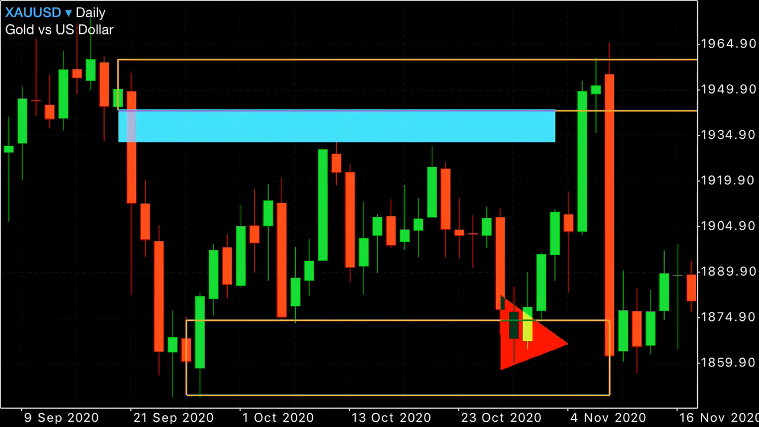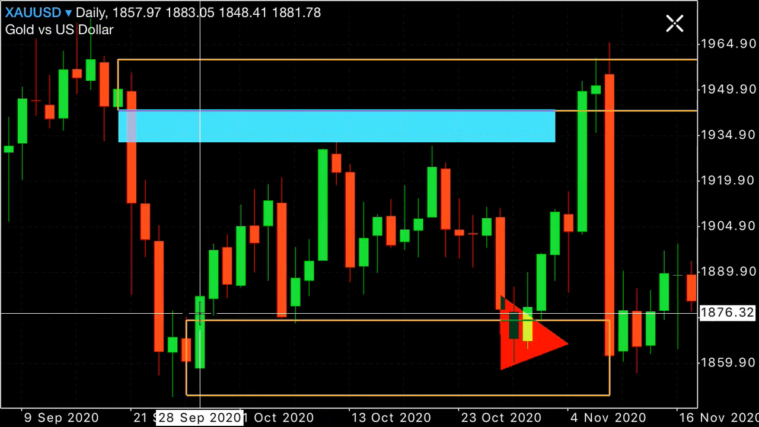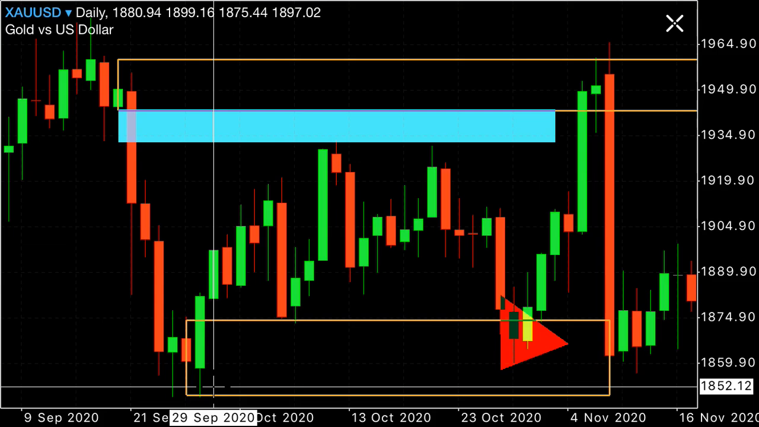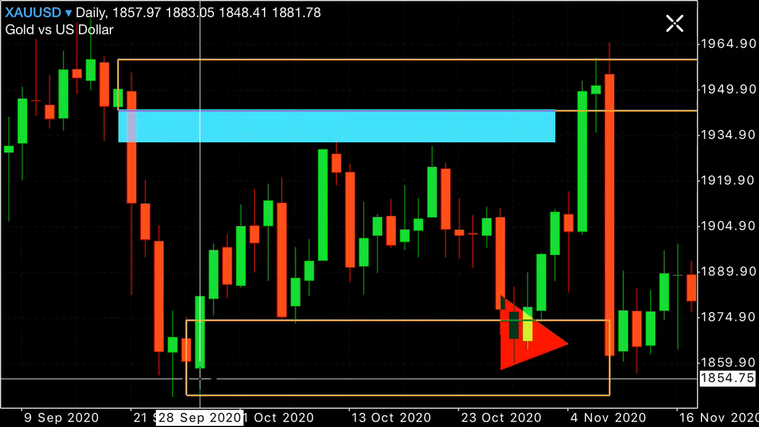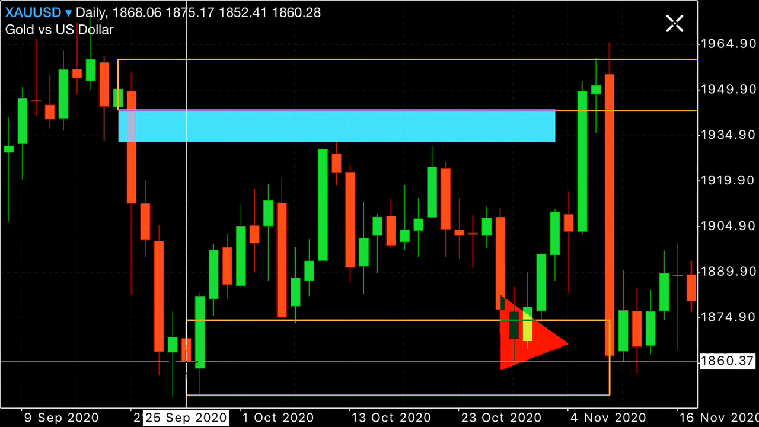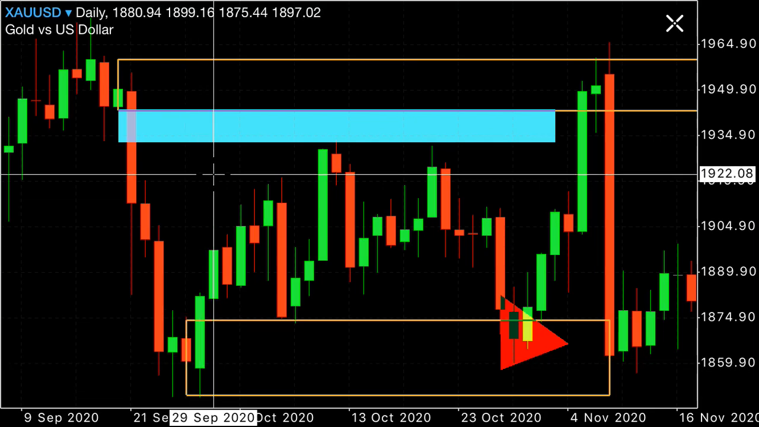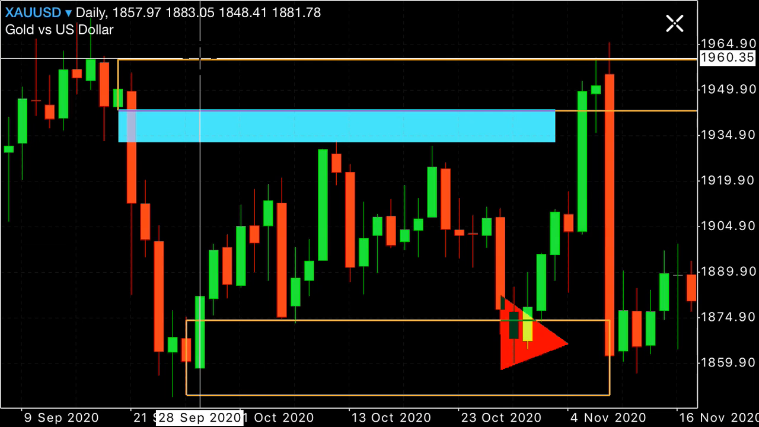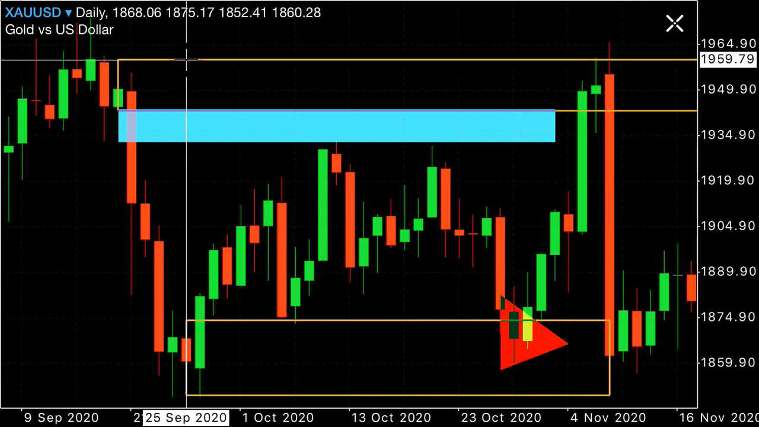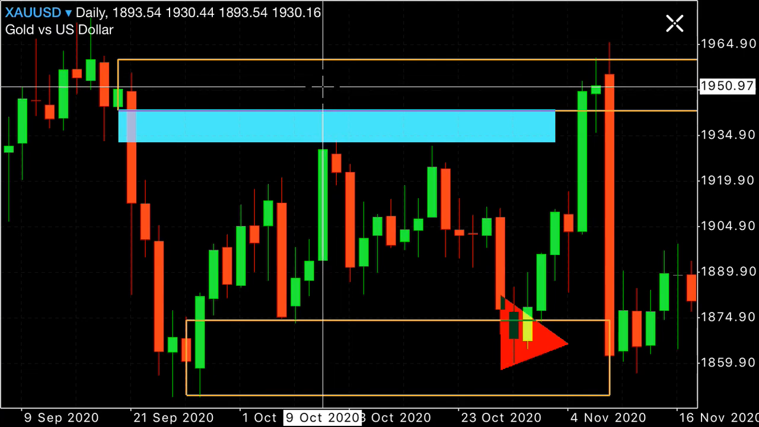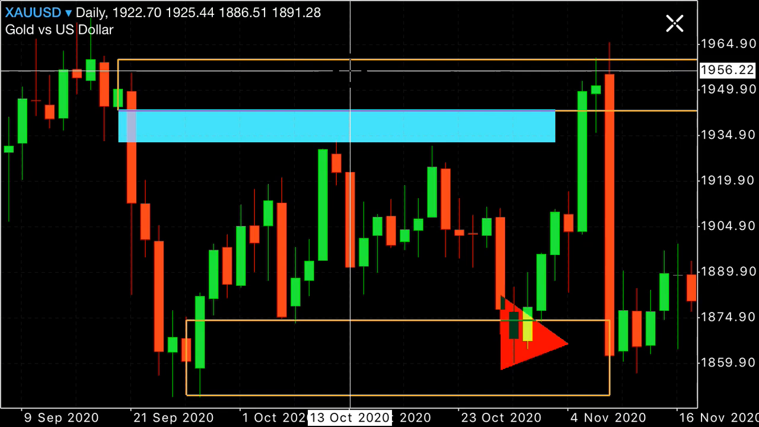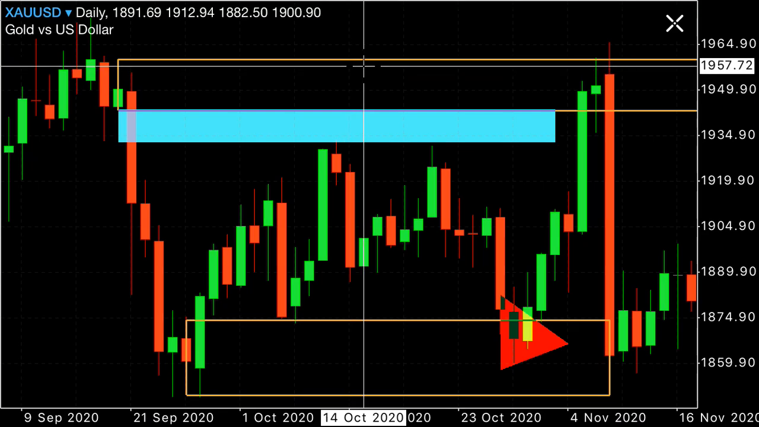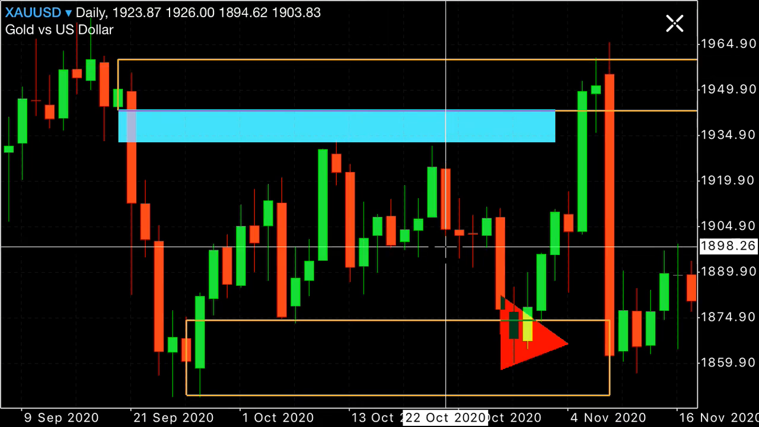Institutional levels you would be looking at down here is around 1850. So that is a nice institutional level, and 1860. And as you can see, it's very coincidental that at the top we also have 1860 and 1950. So 1950 and 1960 to aim for up there. So it's a $100 move which you are planning on doing.